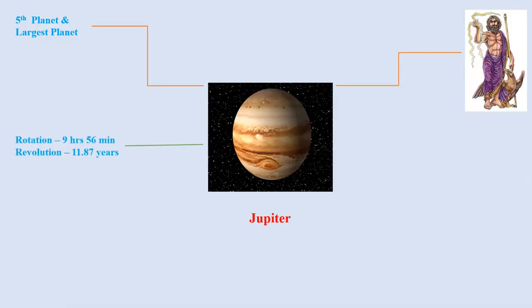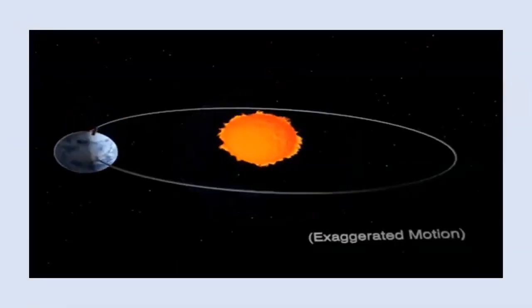Rotation and revolution. Students, the spinning movement of planets on their axis is called rotation, and the movement of the planet around the Sun in its orbit is called revolution. So students, Jupiter takes 9 hours and 56 minutes to complete one rotation on its axis. And it takes approximately 12 years, specifically 11.87 years, to revolve around the Sun. What do I mean by rotation and revolution? Let us understand with this illustration.